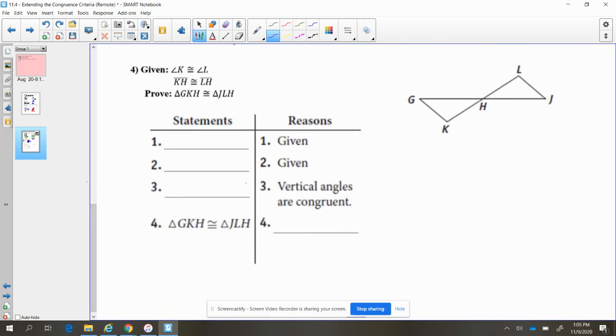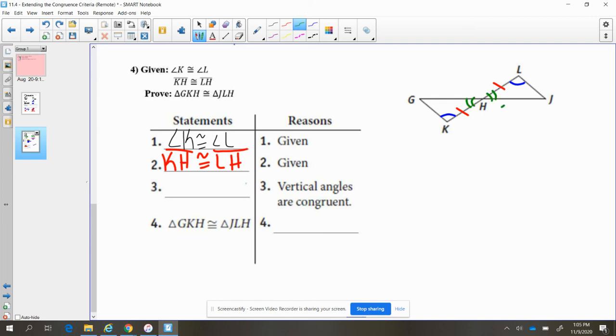Let's try another one. For this particular picture, notice they gave us the two givens written down. So we're going to start by writing the givens into the picture. We have angle K is congruent to angle L, which I'm going to mark in my picture, angle K and angle L. And then they also gave us that KH is congruent to LH. That was also given to us. So KH and LH.